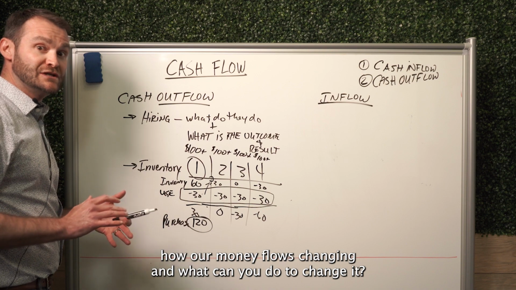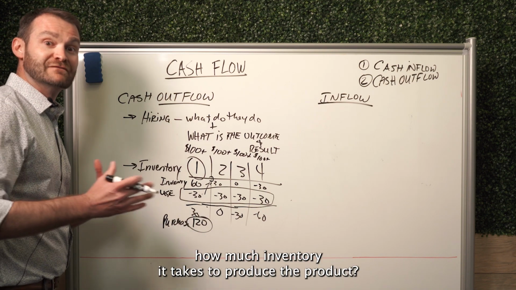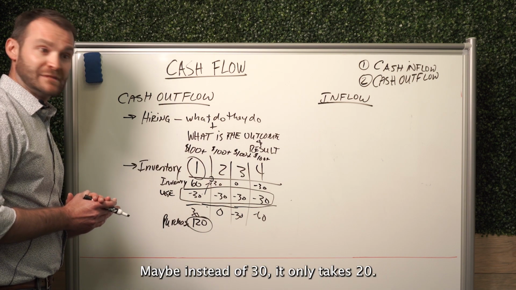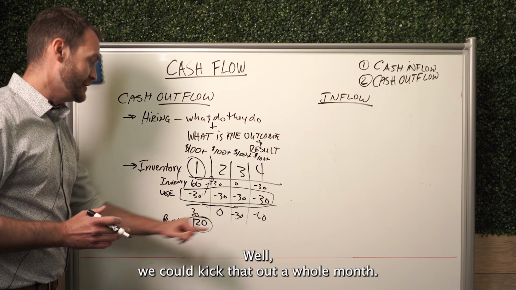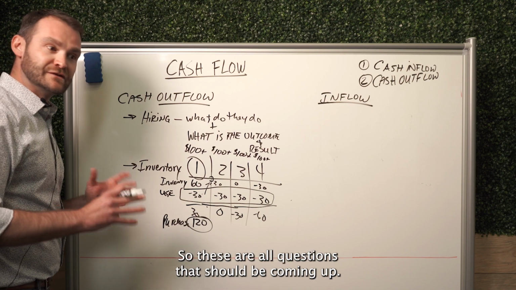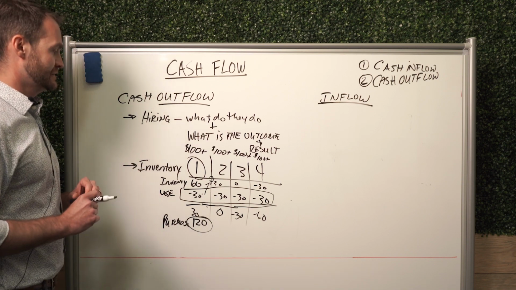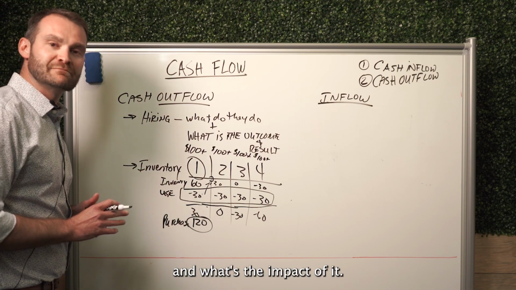And what can you do to change it? Can you reduce how much inventory it takes to produce the product? Maybe. Maybe instead of 30, it only takes 20. Okay, great. Well, we could kick that out a whole month. That's a big difference. So these are all questions that should be coming up when we talk about how are we purchasing? How are we hiring? How do we spend money and what's the impact of it?